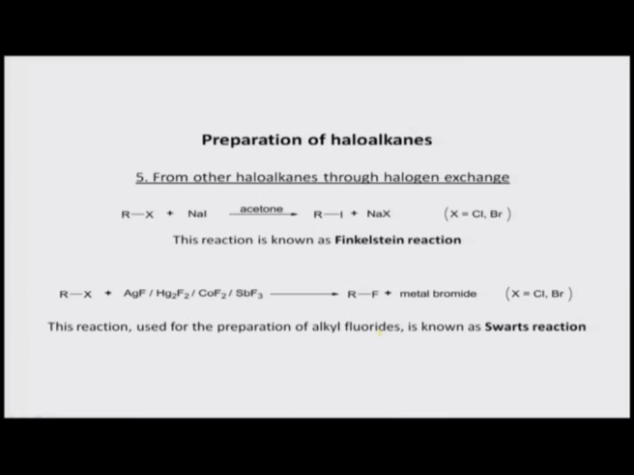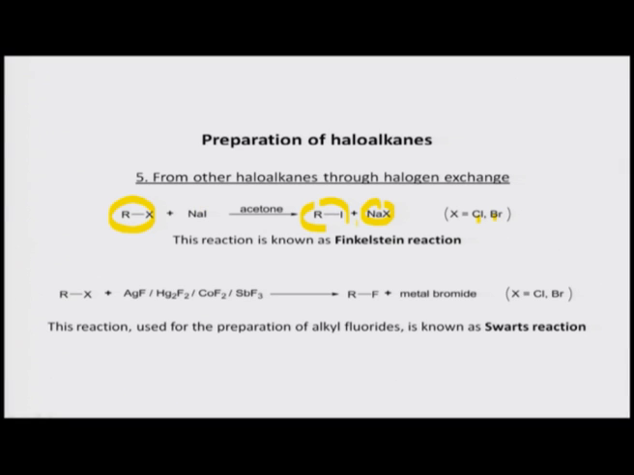For example, if you take a chloroalkane or a bromoalkane and treat it with sodium iodide, as shown in this reaction: if you take an RX where X is chlorine or bromine and treat it with sodium iodide in acetone as the solvent, we would get the corresponding iodoalkane plus the sodium halide. The reaction works better because sodium iodide is more soluble in acetone than sodium bromide or sodium chloride. So we would have a considerable amount of sodium iodide dissolved in acetone.